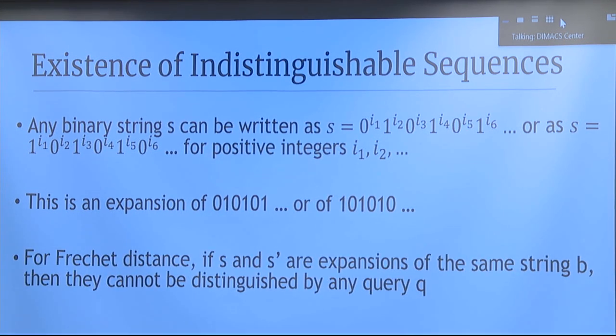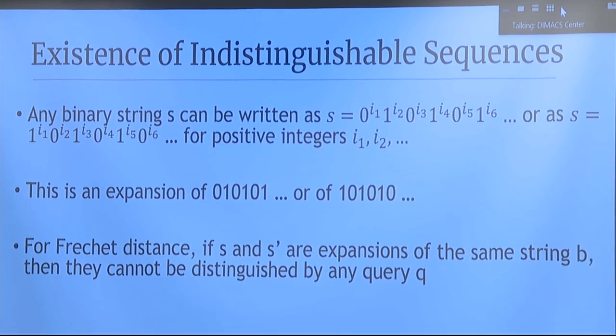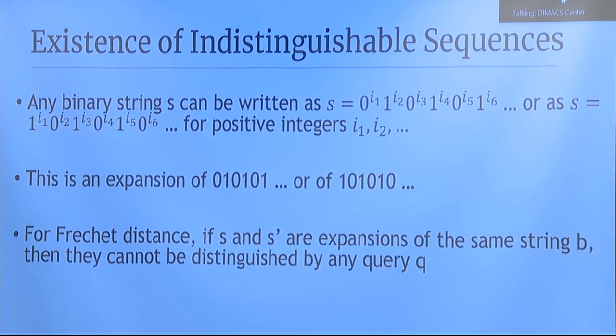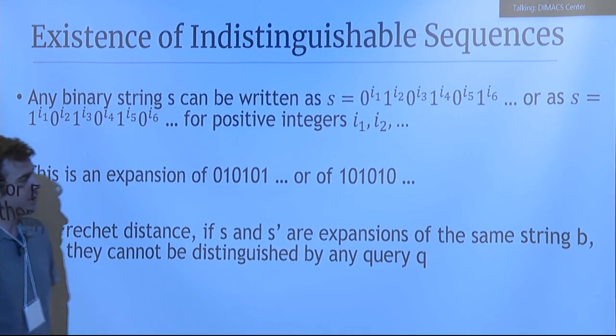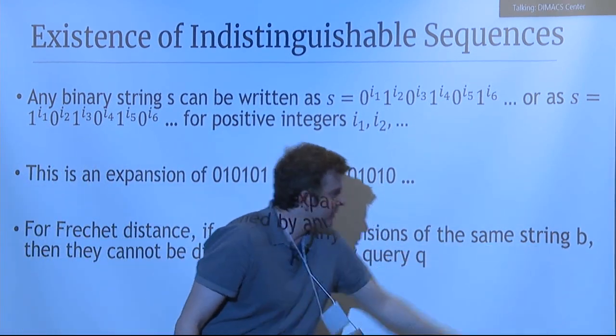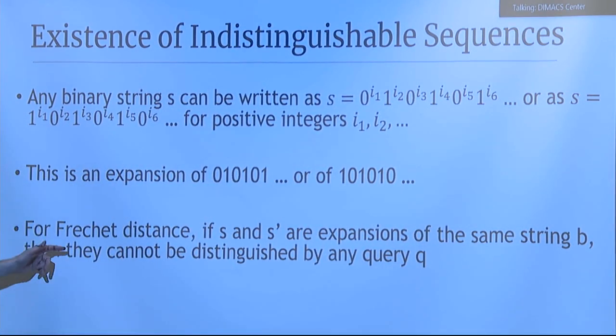And the problem is, for Frechet distance, if S and S prime are two secrets, and they're expansions of the same underlying binary string B, then they cannot actually be distinguished by any query Q. OK, so unlike in the edit distance settings that we looked at, we can't actually hope to recover the secret here.